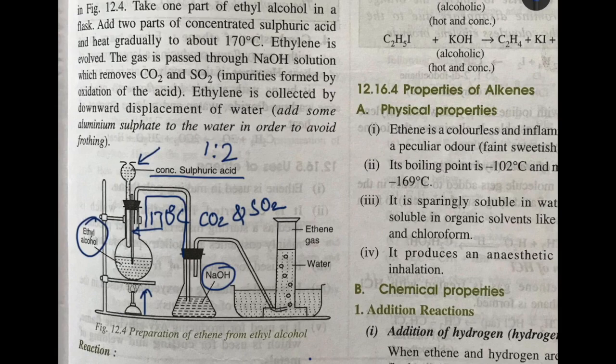And here you can see another bent tube leading to the beehive shelf, over which you have the gas jar inverted. Ethylene or ethene is collected by the downward displacement of water, and to the water a little bit of aluminum sulfate is added to avoid frothing. Frothing means lots of bubbles will be formed on the surface.